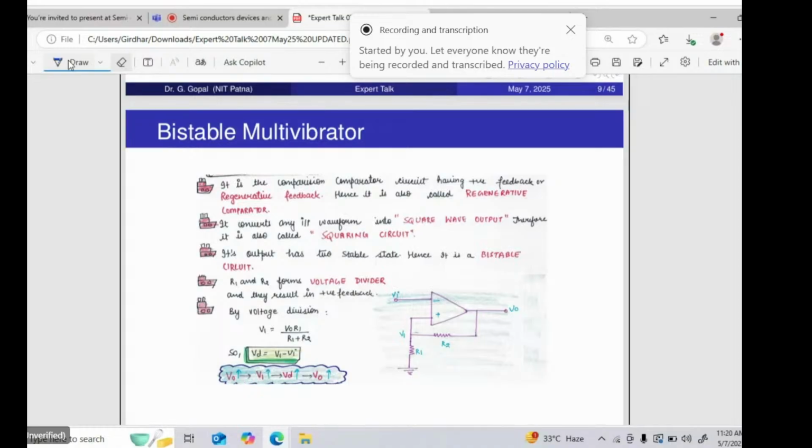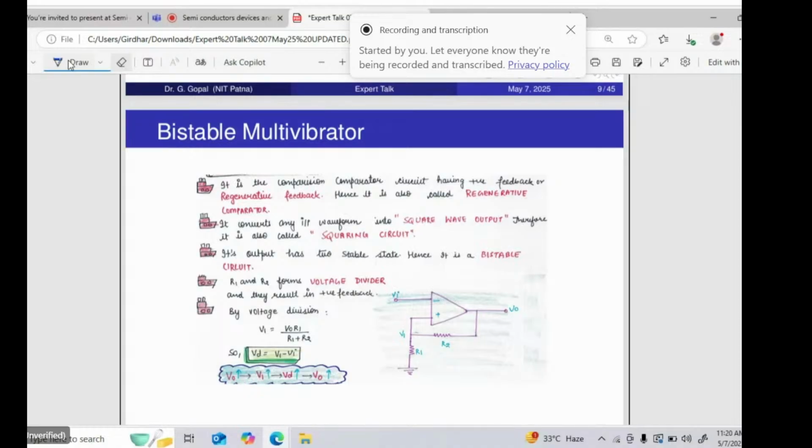So what if I have to calculate this V1 voltage? V1 is the node voltage across this resistance. Now apply the voltage divider rule. V1 is nothing but the source voltage multiplied by R1 divided by R1 plus R2. Sorry, this is R2 and this is R1. So V1 is nothing but the voltage across R1, so V0 multiplied by R1 divided by R1 plus R2.